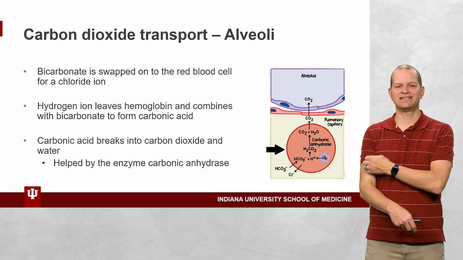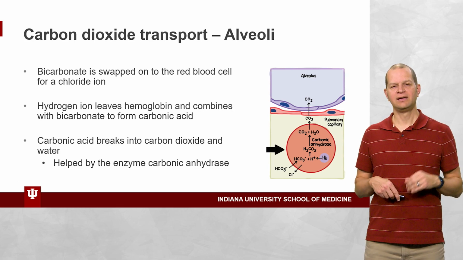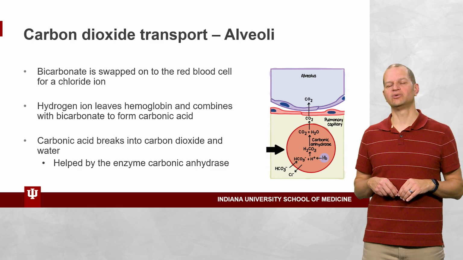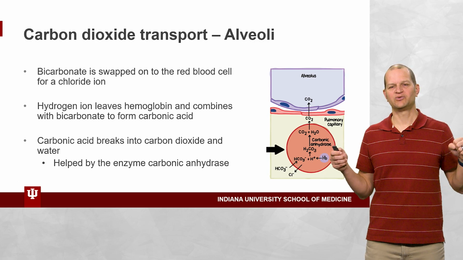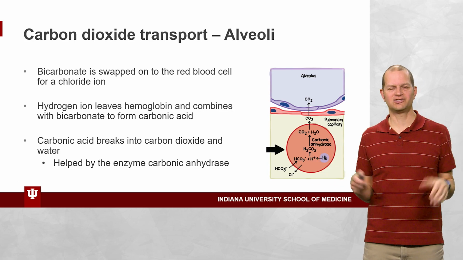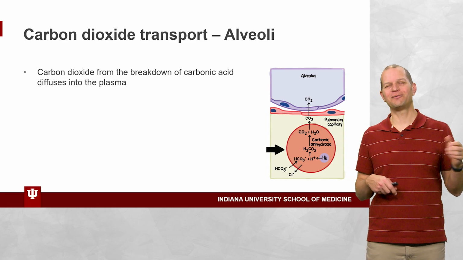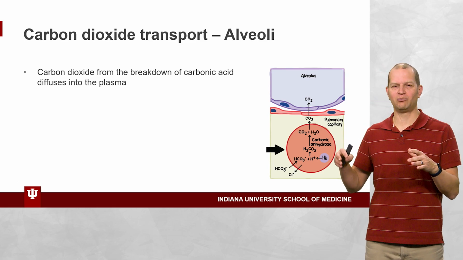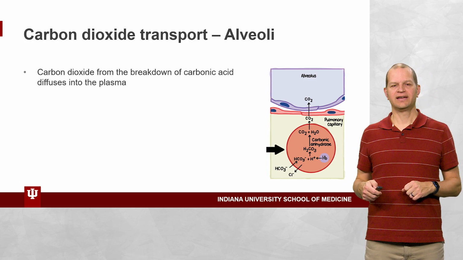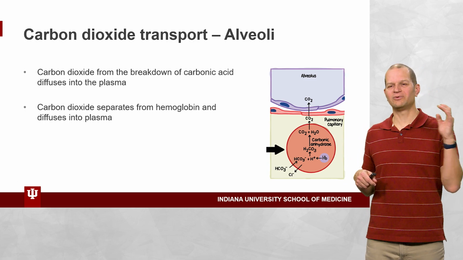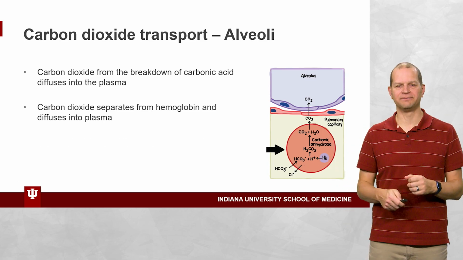Well, that carbonic acid, again with the help of carbonic anhydrase, it's an interesting enzyme that helps both ways, will break that carbonic acid into carbon dioxide and water. Okay, so now we've got carbon dioxide, which we want to get rid of, and we've got water, which is just water, and we love water. The carbon dioxide that we just formed from the breakdown of carbonic acid can then diffuse into the plasma. That carbon dioxide that was bound to hemoglobin can separate from hemoglobin and diffuse into the plasma.